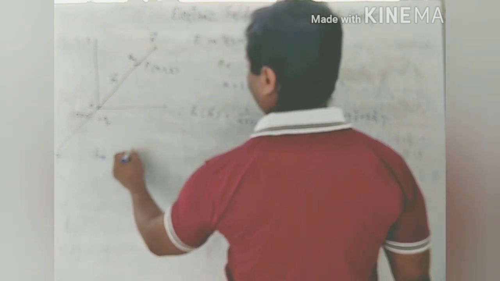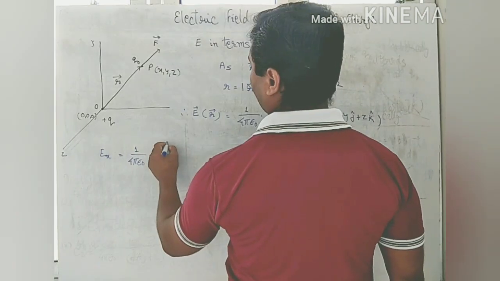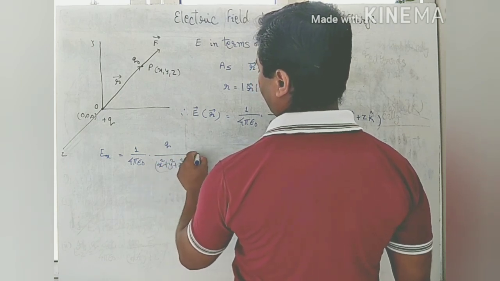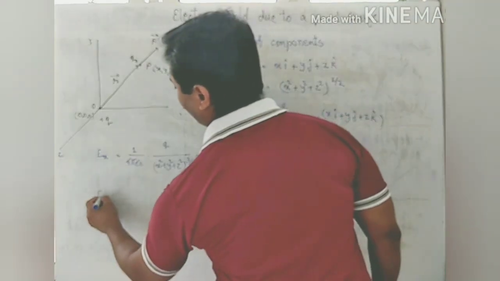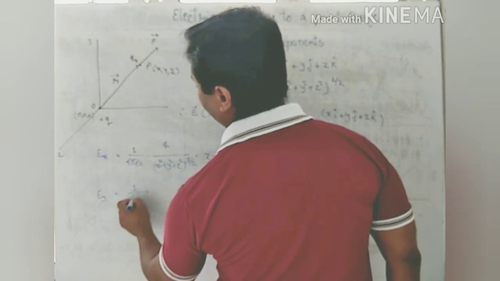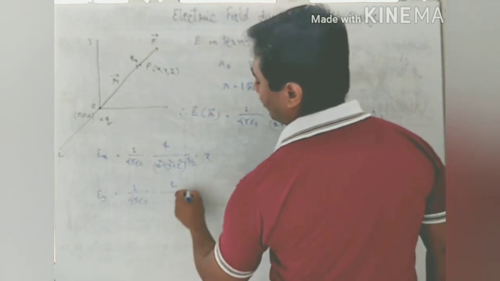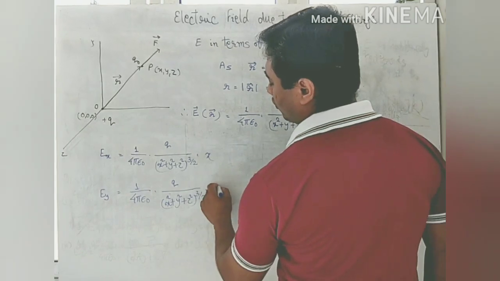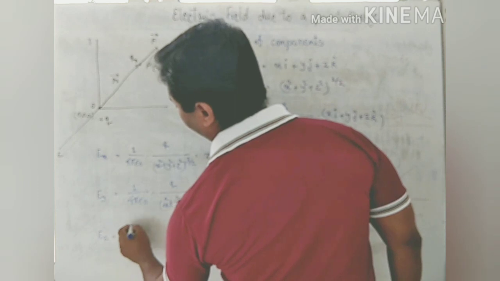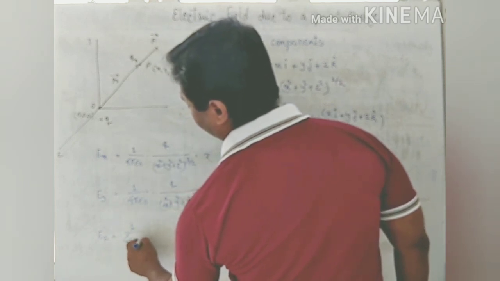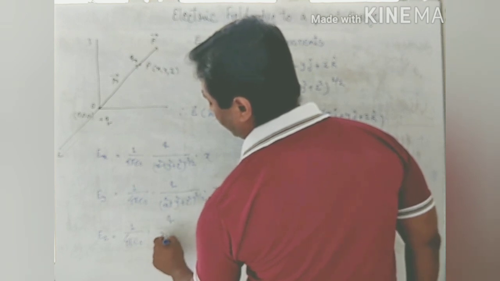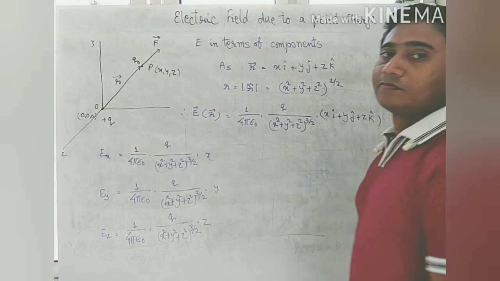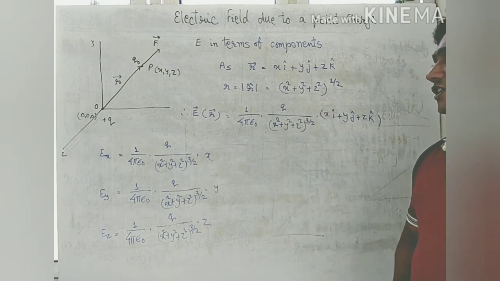Ex is equal to 1 upon 4 pi epsilon naught q upon x square plus y square plus z square whole power 3 by 2 into x. The y component of it could be Ey equal to 1 upon 4 pi epsilon naught q upon x square plus y square plus z square whole power 3 by 2 into y. And the last, the z component, could be Ez equal to 1 upon 4 pi epsilon naught q upon x square plus y square plus z square whole power 3 by 2 into z. So these are the components of the electric field intensity at that point.